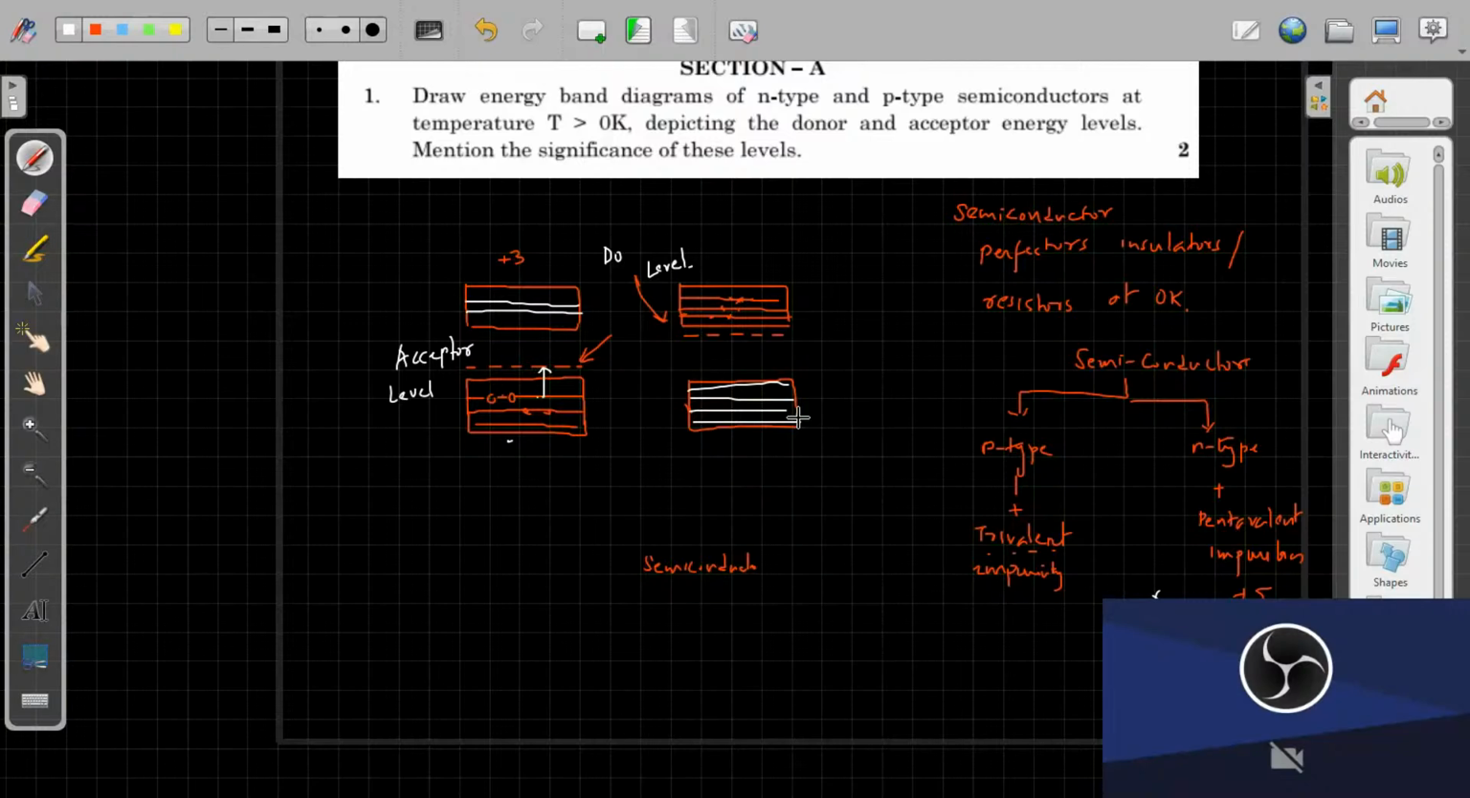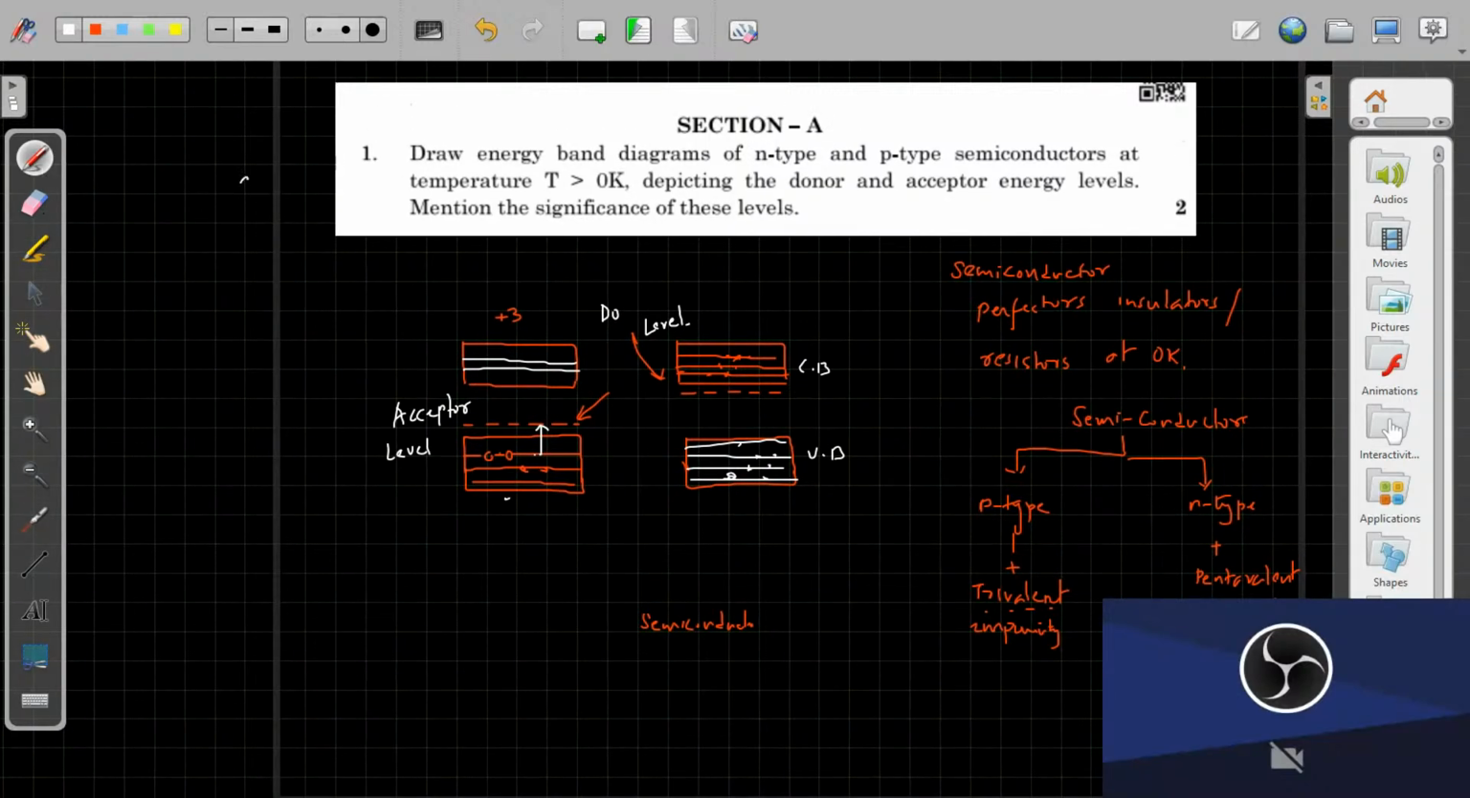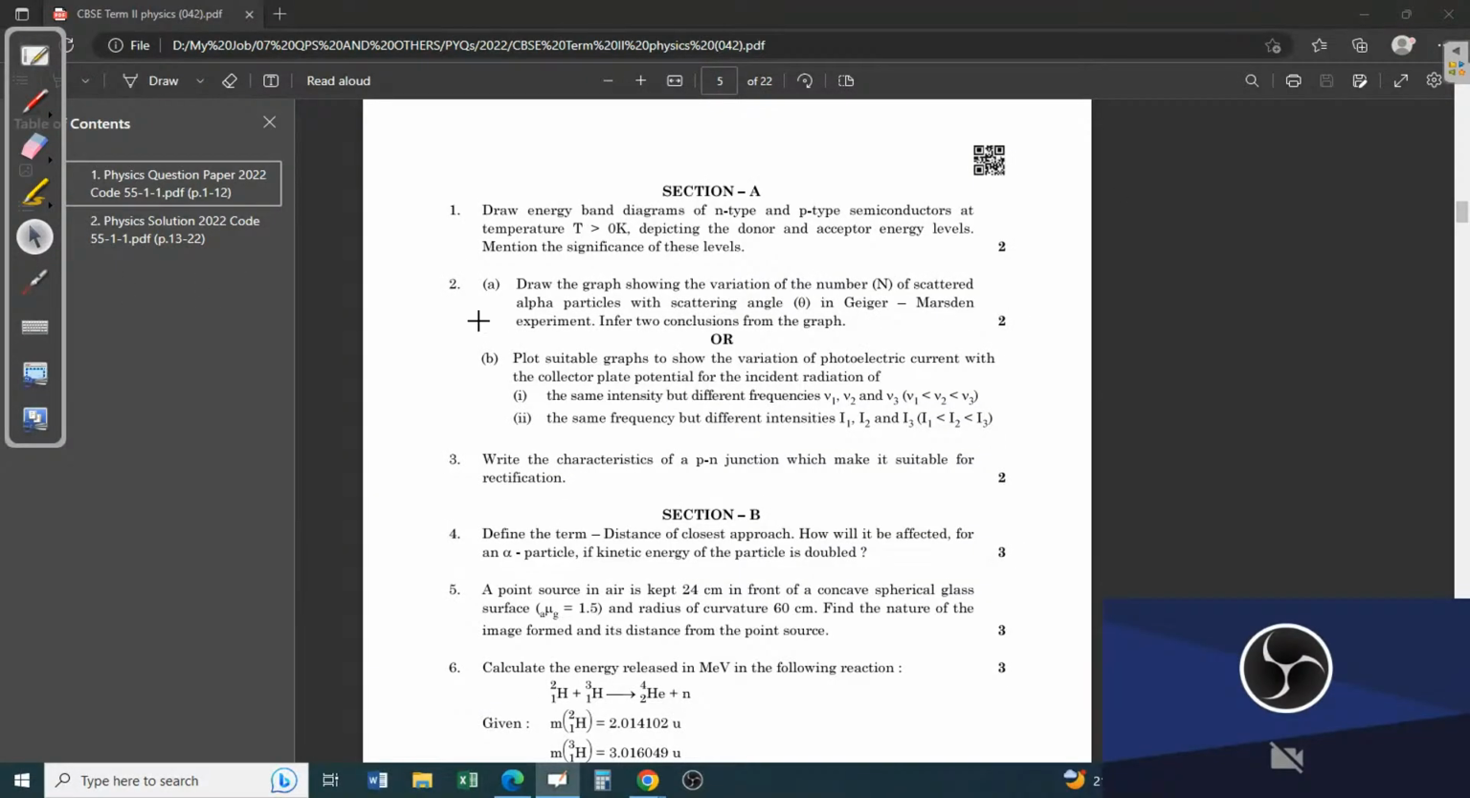Okay, so there will be filled electrons in here. This is valence band, this is conduction band. That's it. So this is for 2 marks. So 2 marks done. That's much. This is just for revision purpose. You do this, finish. Next, let us come to the next one.